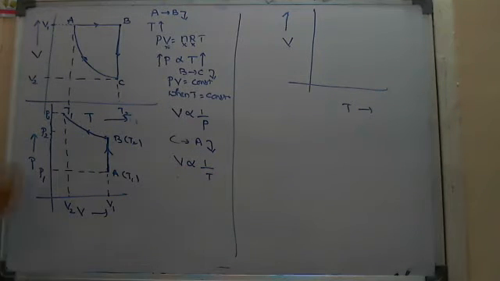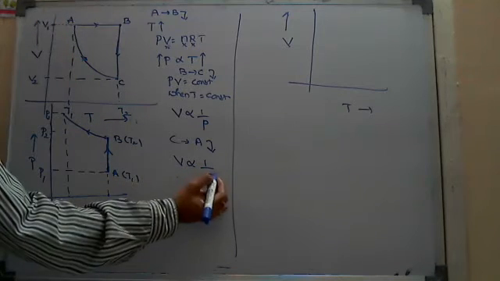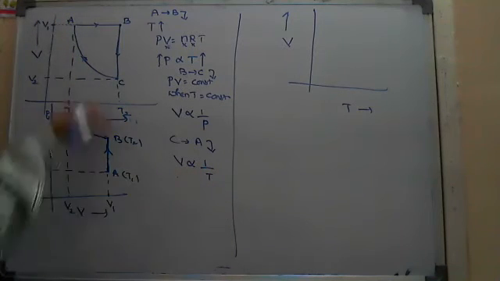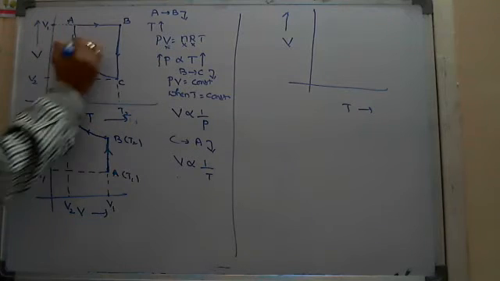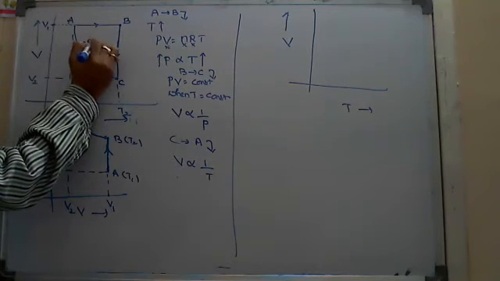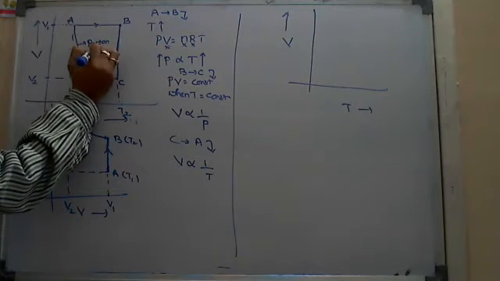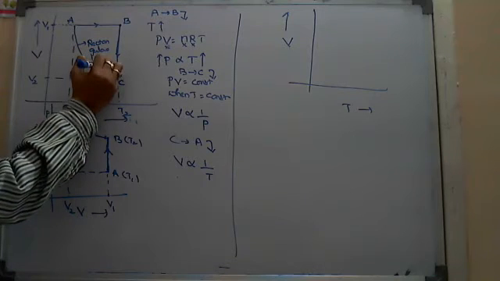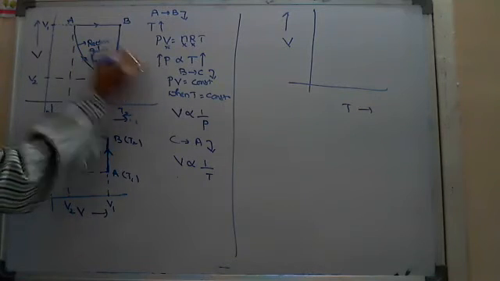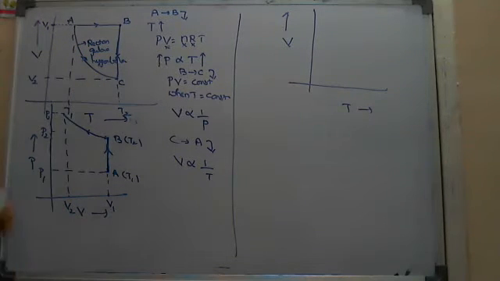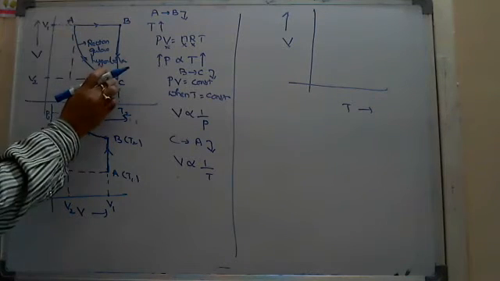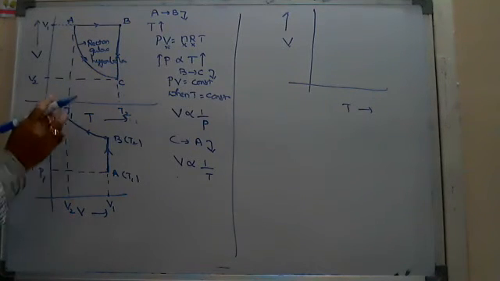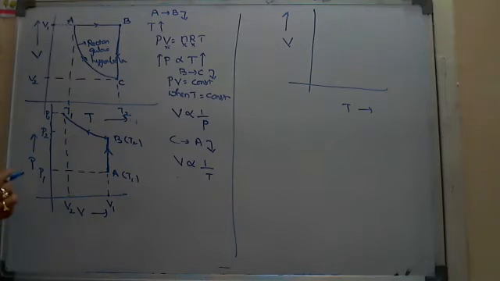Volume is inversely proportional to temperature, and whether it is T square or T cube he did not mention. Directly we take it as inversely proportional to temperature only. Okay, considering this as a perfect rectangular hyperbola. Then here, look at from C to A, volume increases from V2 to again V1.